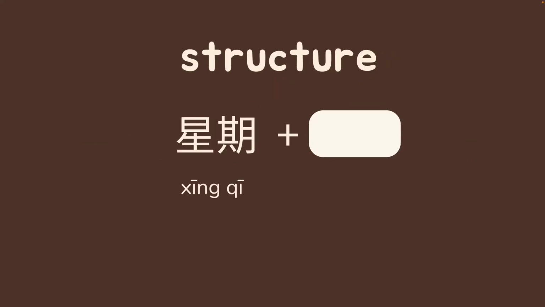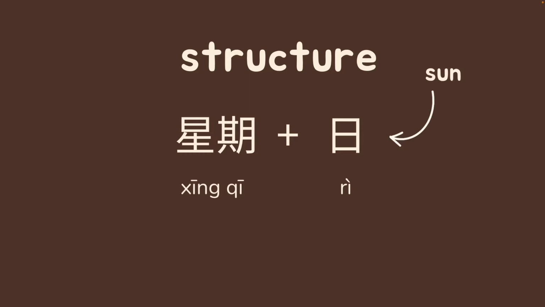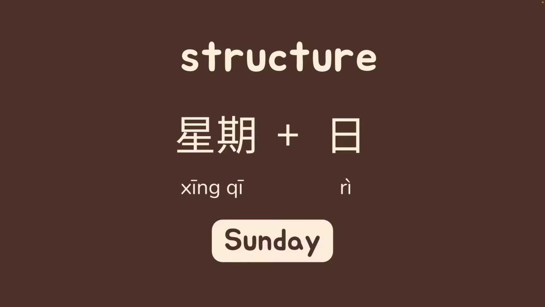The structure is 星期 plus a character. If the character is 日, then we have 星期日. 星期 means week. 日 means sun. So together, 星期日 means Sunday. Then for the rest of the week, you pick a number from 1 to 6. 1 in Chinese is 一. To say Monday, we say 星期一. You follow the same pattern for Tuesday, Wednesday, and so on.